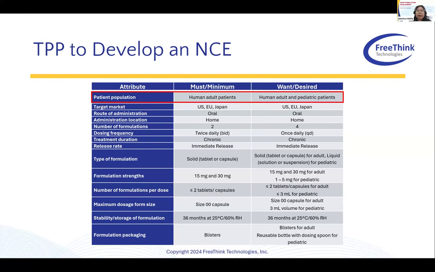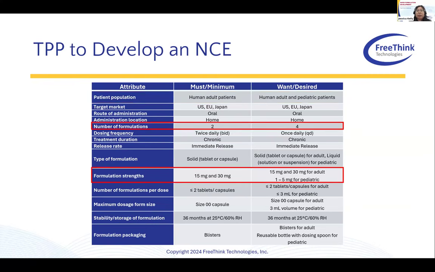So if we look at the patient population attribute, we can see here that we must at least develop a product for human adult patients. However, we know that this chronic disease affects pediatric patients as well. So it would be beneficial to have a product that works for that population. And in some instances, another motivation would be that for some new chemical entities, there may also be legislation that could require development of a pediatric product or at least a pediatric plan in parallel to the adult product.